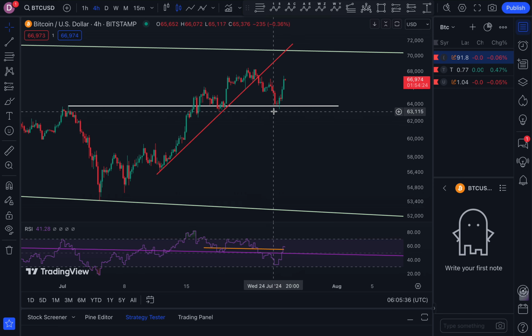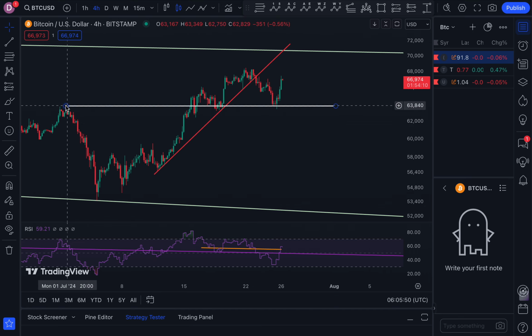So in yesterday's video, I said that it is likely that we will get a bounce from about the 63k level, and we actually got it perfectly here. 63,400 was the low here, right exactly on the chart.